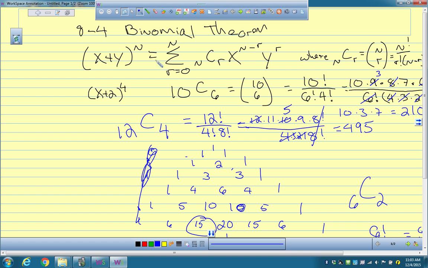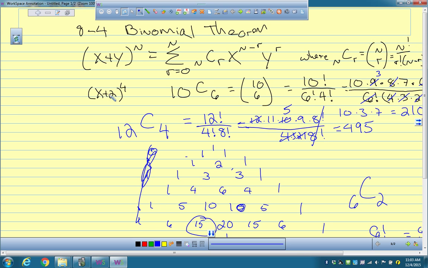Rather than go back, here's the binomial theorem, and what it says is this number up here starts with 0, with r being 0. This is the x term. This is the y term. So the y term starts off with this exponent being 0. And this is n combination 0. This gives you the coefficient of the term. This gives you the exponent of the x term, and this gives you the exponent of the second term.